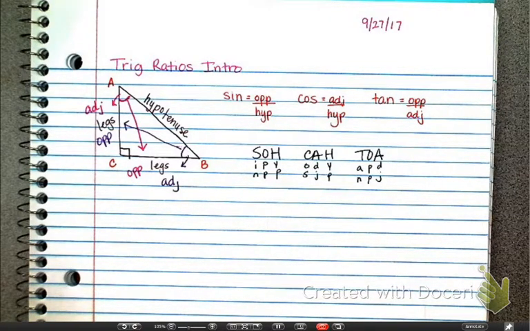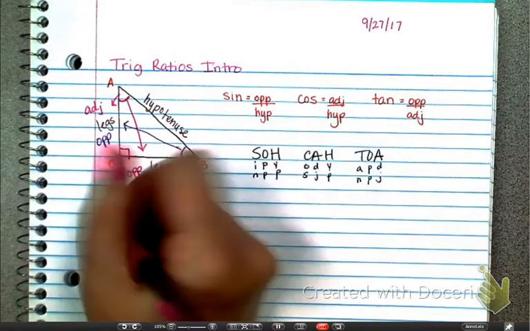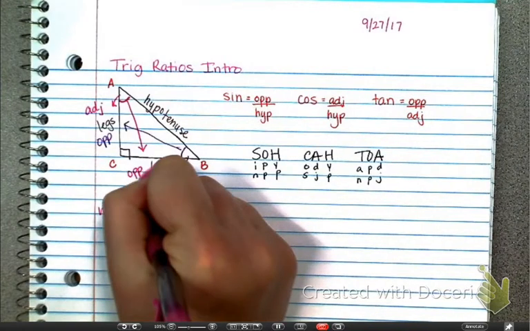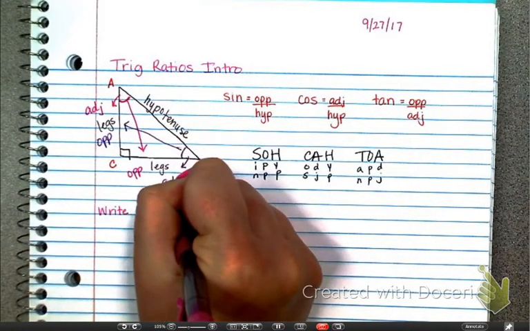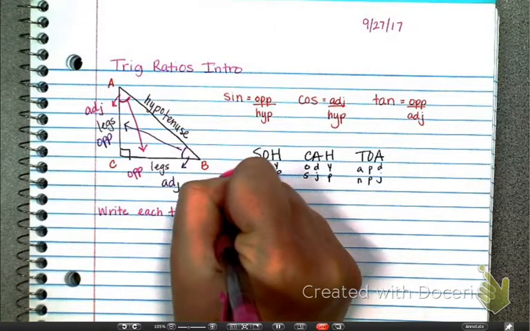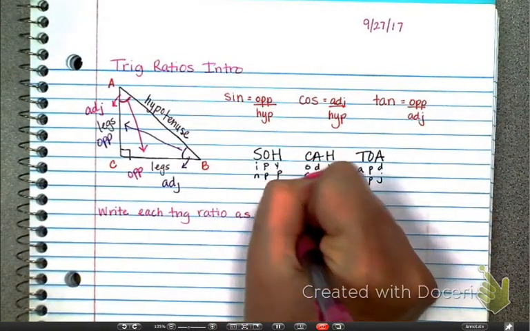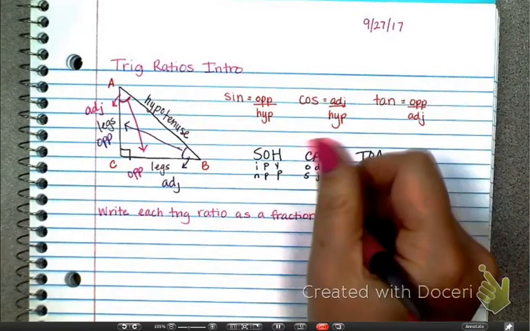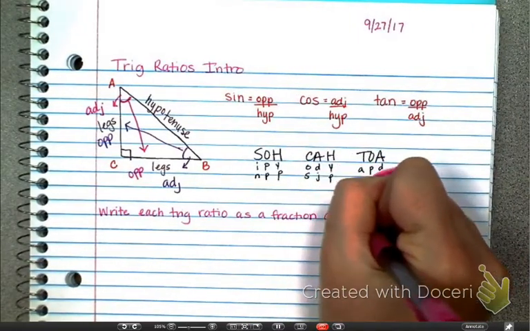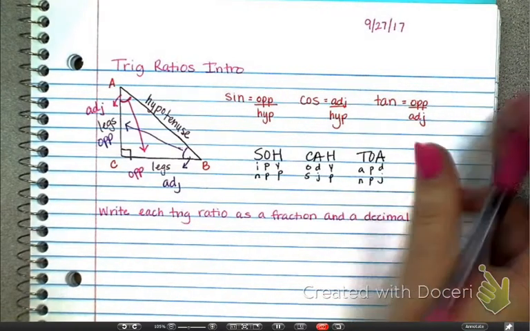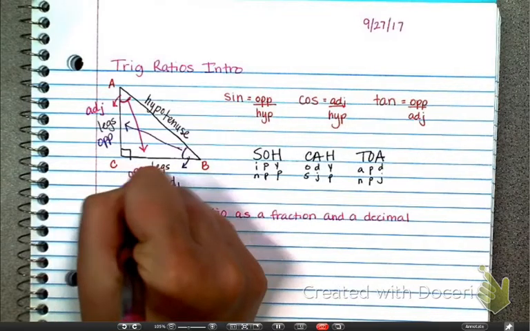So far, so good? Yes? No? Maybe? All right. We're going to write each trig ratio as a fraction and a decimal, rounded to the nearest hundredth.